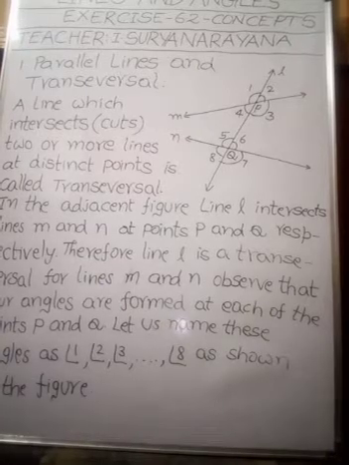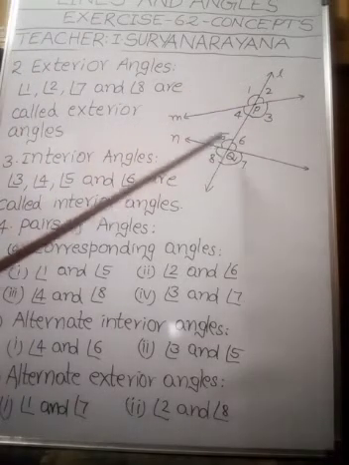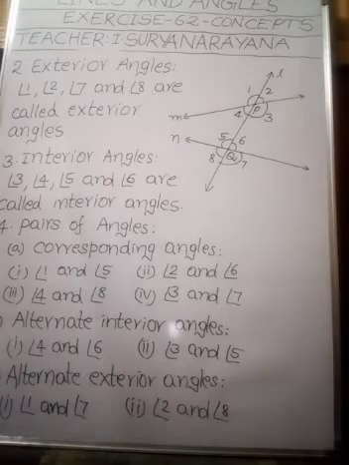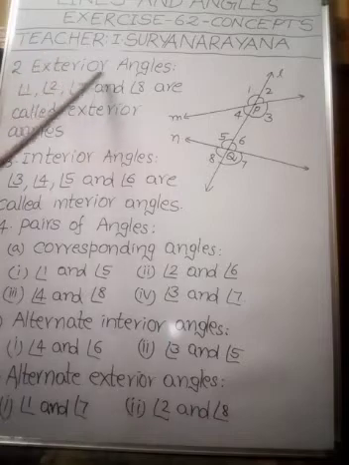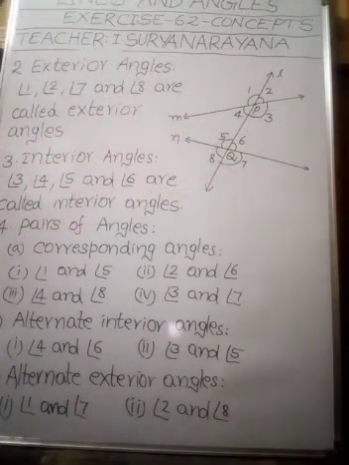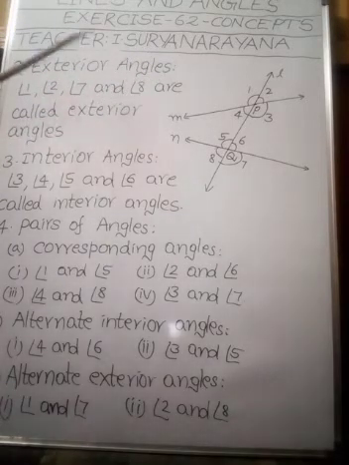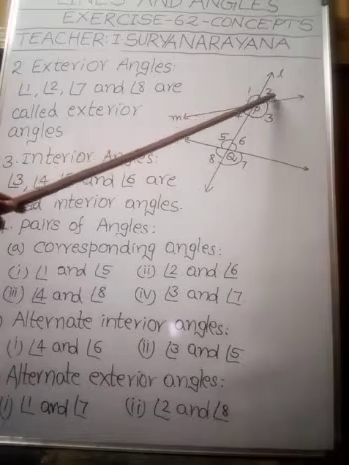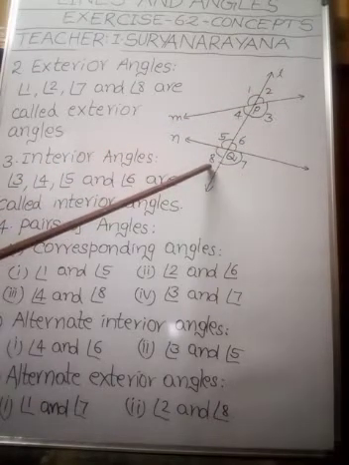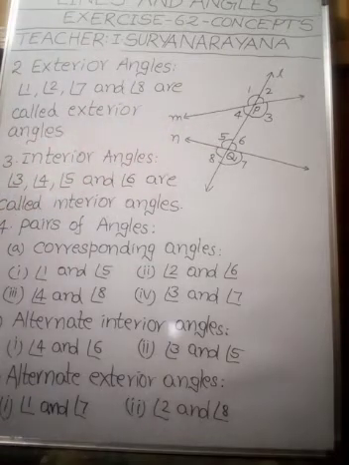Right. Now come to classification of angles. Now we classify these 8 angles into different categories. Now see here, first one, exterior angles. In these 8 angles, which angles are said to be exterior angles? Angle 1, angle 2, angle 7 and angle 8. These four angles are said to be exterior angles.